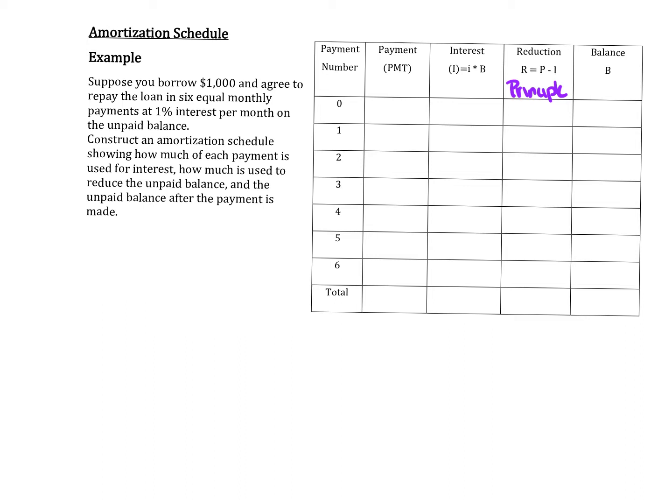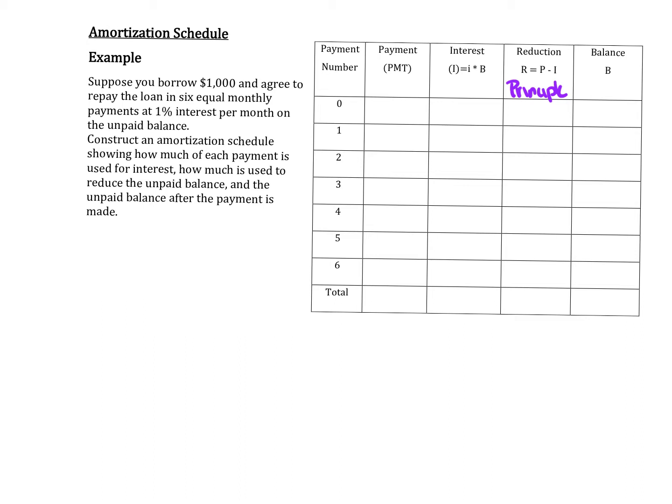We generally do these types of things with mortgages or loans you take out for a car, where you're making a monthly payment, and a certain portion of the payment is being applied to interest, and the other portion is being applied to the principal. So suppose you borrow $1,000 and agree to repay the loan in 6 equal monthly payments at 1% interest per month on the unpaid balance.